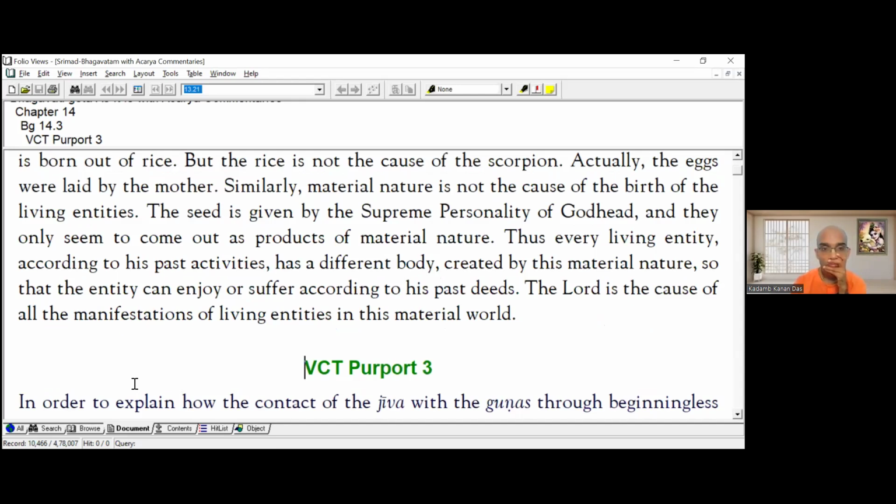The seed is given by the Supreme Personality of Godhead, and they only seem to come out as products of the material nature. Thus, every living entity, according to his past activities, has a different body created by this material nature, so that the entity can enjoy or suffer according to his past deeds. The Lord is the cause of all the manifestations of living entities in this material world.